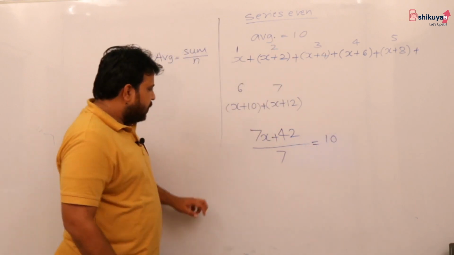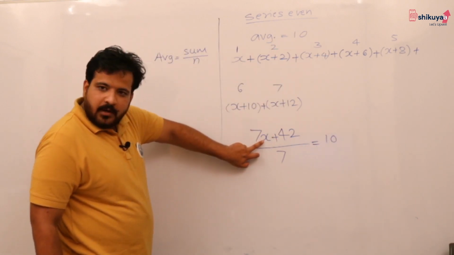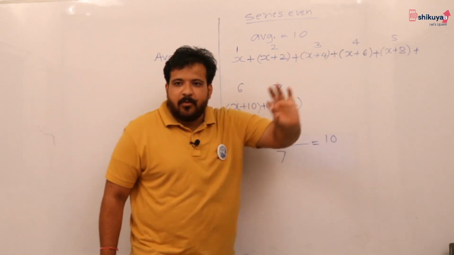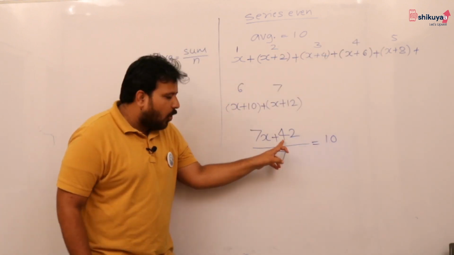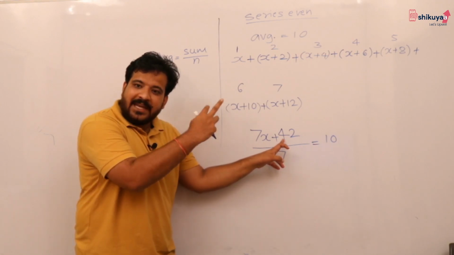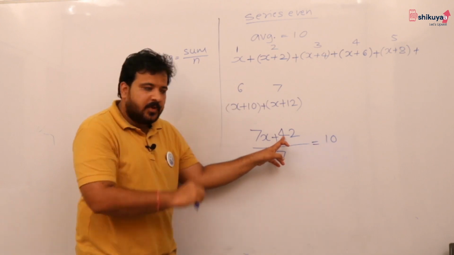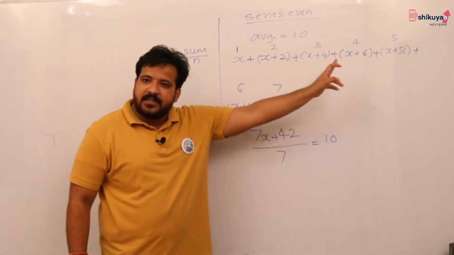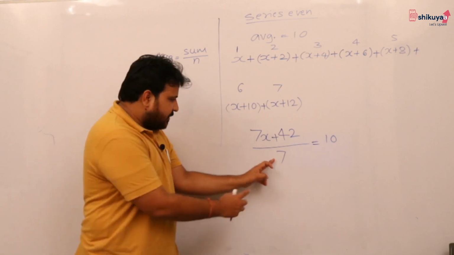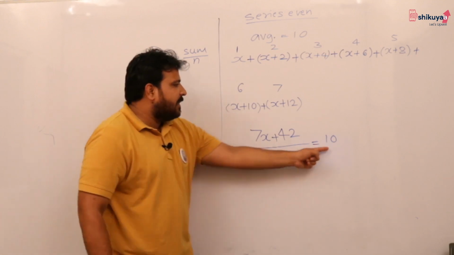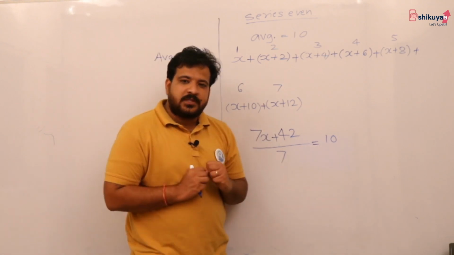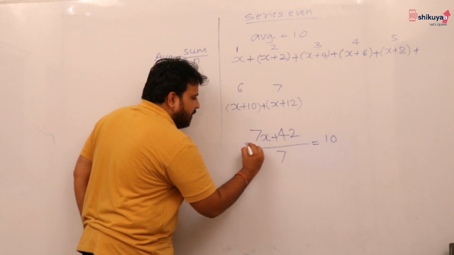Am I right? So this is an unknown number. This is the sum of all the constants. Remember my word. This is the sum of all the constants we have obtained by adding 2 to the previous term in a series, in an even series. Correct? Divided by 7, which is the total number of numbers, and is equal to 10, which is the original average given to us. So now let us find out the value of x.